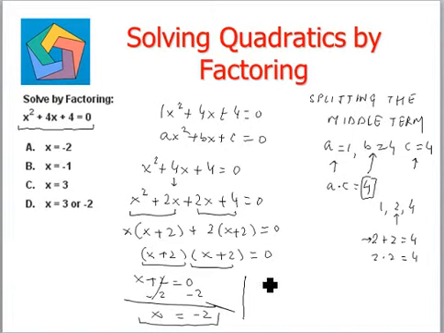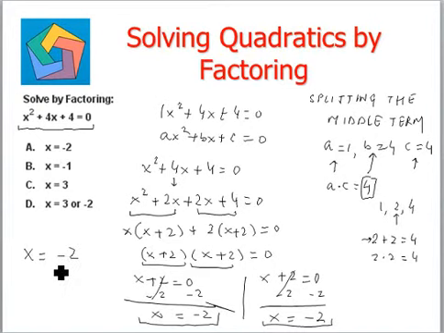Just for a check we can do x plus 2 equals 0. We subtract 2 from both sides. Again we get x equals negative 2. So we got the same value, so we can say the value of x equals negative 2 is our final answer. Can be seen in option A.